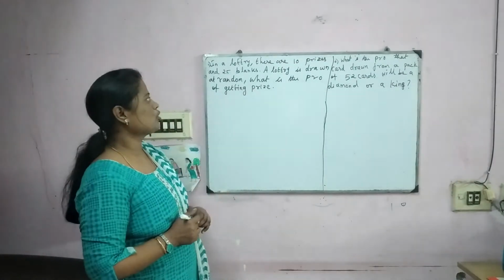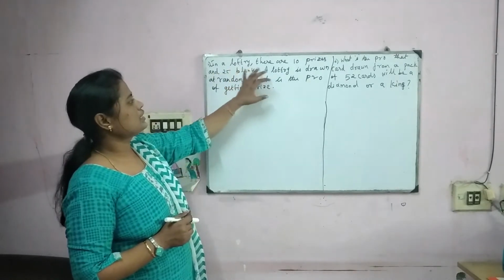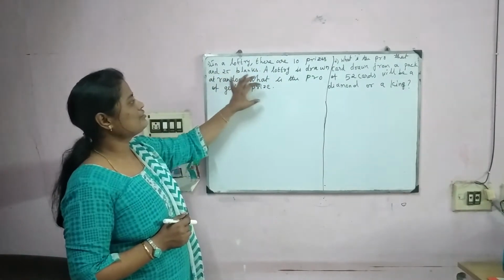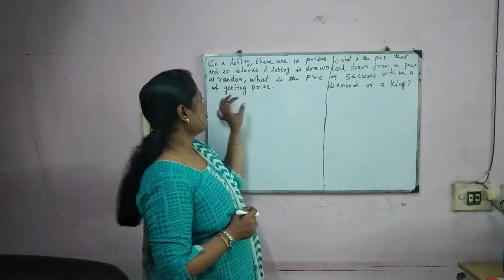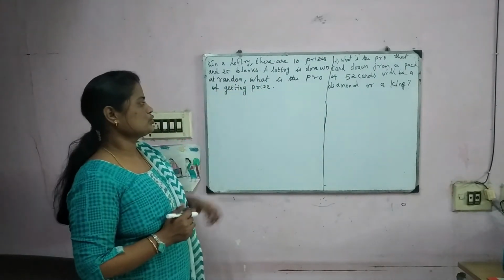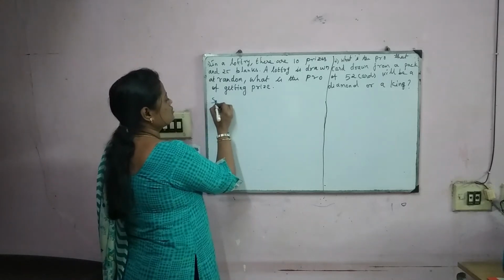Okay, we'll see this problem. In a lottery, there are 10 prizes and 25 blanks. A lottery is drawn at random. What is the probability of getting a prize? This is our question. Now see the solution.